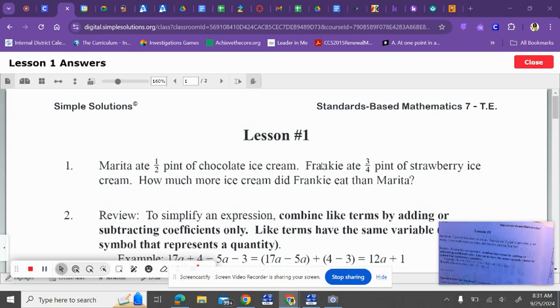Alright, this is the Simple Solutions book, lesson 1, and we're going to just go over these questions really quickly. If you don't understand something, make sure you raise your hand. Check and correct your work.